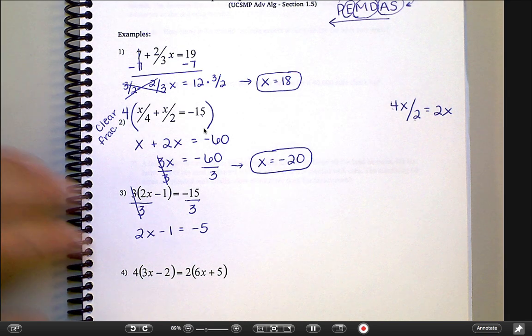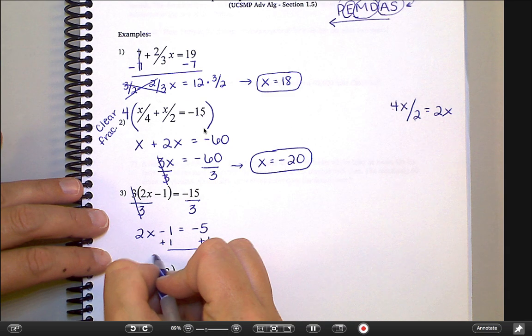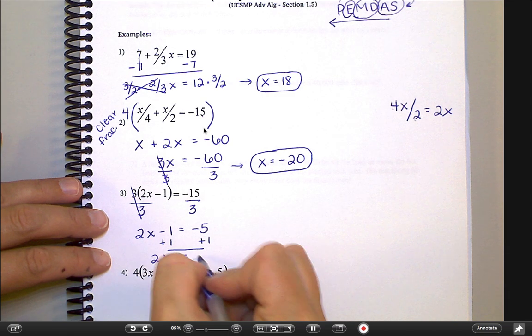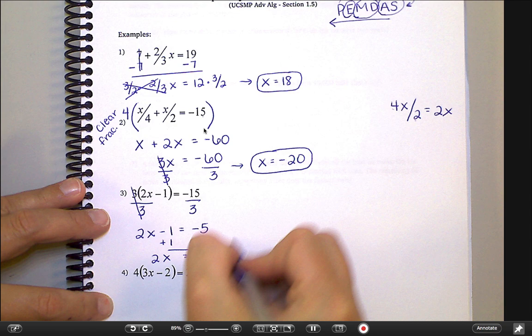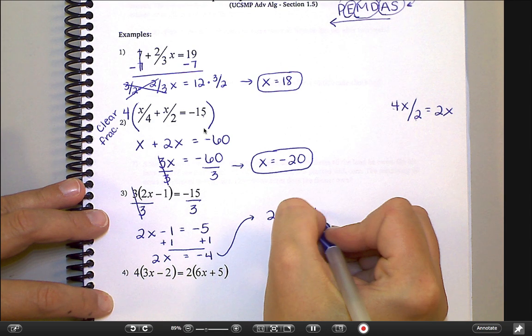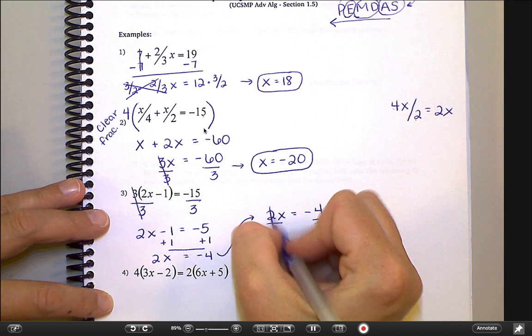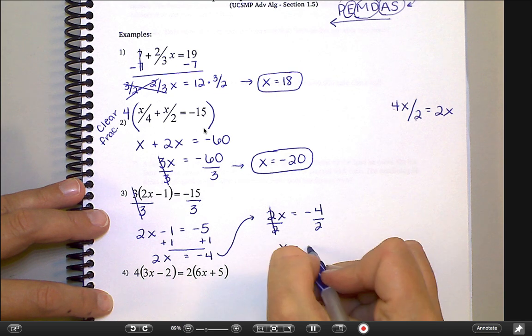And then from here, I bet you'd be okay. Add 1 and add 1. So we end up with 2x equals negative 4. I'm just going to carry that on over here. Okay, divide by 2, and we end up with x equal to negative 2.